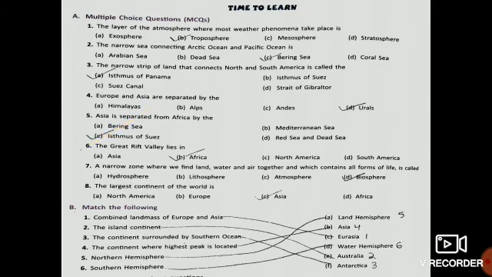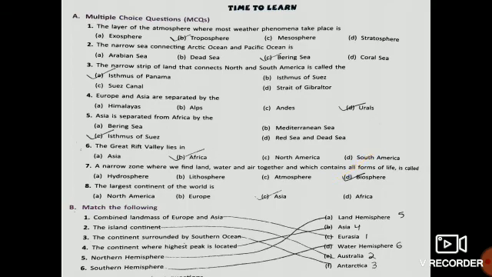As you know now, what do you mean by the word isthmus? An isthmus is a narrow strip of land which connects two continents. The Great Rift Valley is in Africa. The narrow zone where we find land, water and air together, which we just did, is the biosphere.